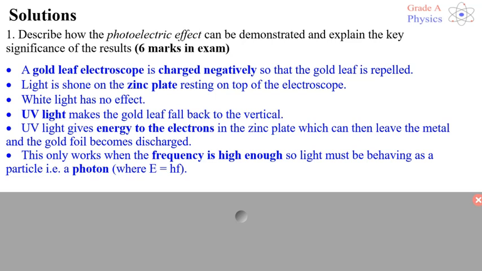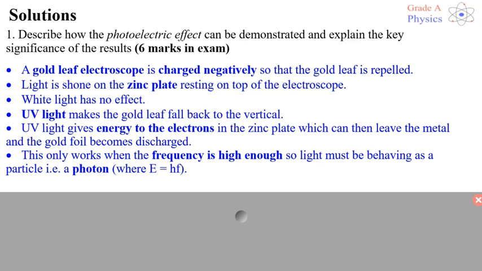Right, this first question is really typical. This could be a longer response question in the paper. So we need to have the correct name of the equipment, so a gold leaf electroscope. We charge it negatively. That's really important. If we charge this positively, then we wouldn't get an effect. So it must be electrons that are involved, that are removed from the metal.